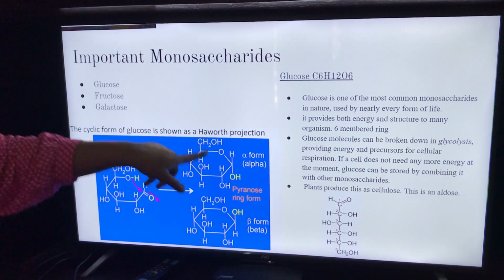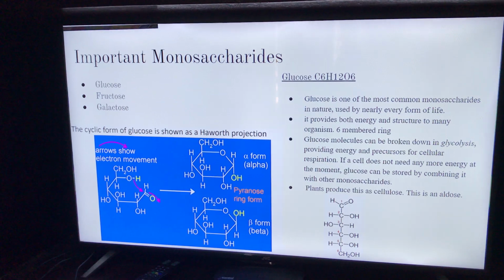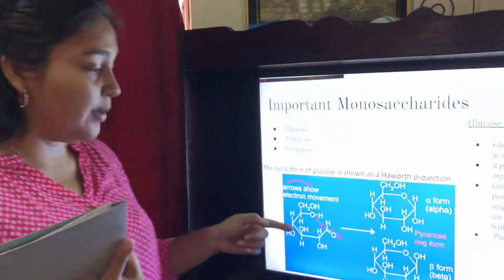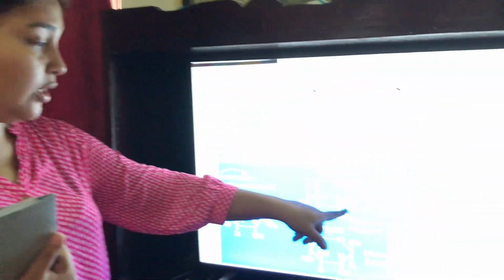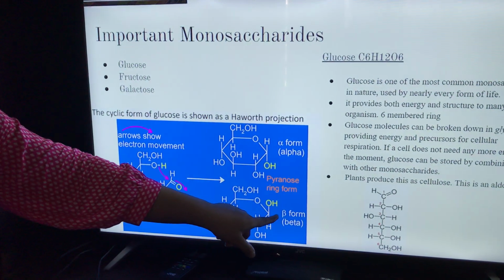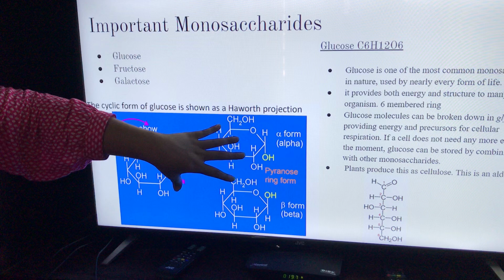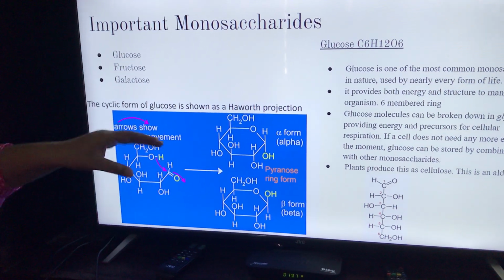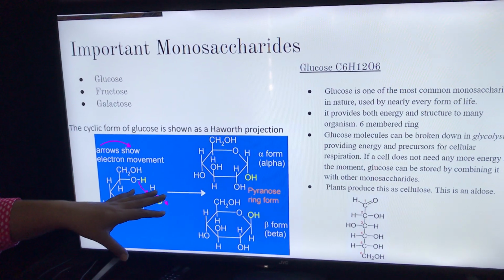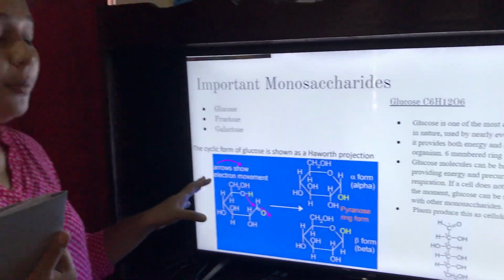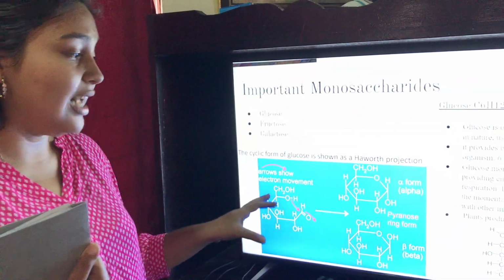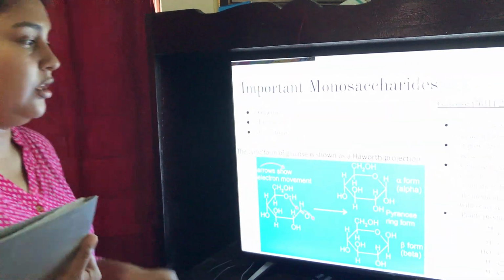And then this is how we will have the ring structure. So another important thing to remember is that there's the alpha and there's the beta form. The alpha form is when the OH is towards the bottom, and the beta form is when the OH is towards the top. And this ring is a pyranose ring because it is a 6-carbon ring. If it would have been a 5-carbon ring, which we will talk about in the next slide, it would be known as a furanose ring form.